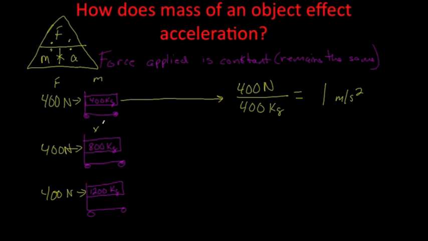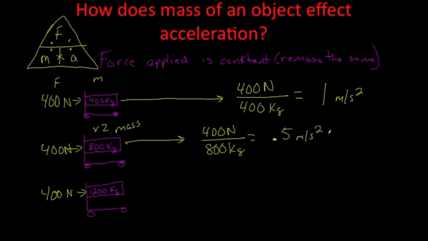Now, if you double the mass and apply the same amount of force, it's going to have half the acceleration, because acceleration is inversely proportional to the object's mass. All right, so as you double the mass, you have half the acceleration. And you'll see this when we work the problem out. So we still have 400 newtons of force applied to 800 kilograms of mass. That creates an acceleration rate of a half meter per second squared.